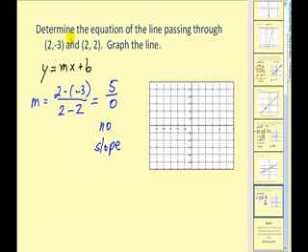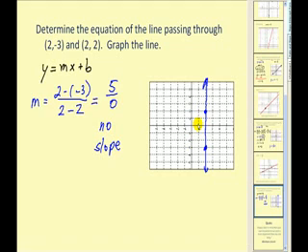What we might want to do now is at least plot these 2 points and get a better idea of what our line looks like. So we have the point 2, -3, and we have the point 2, 2. Well, if we try to connect these 2 points, we get a vertical line, which is what we should expect because we know if a line has no slope or an undefined slope, it's a vertical line.